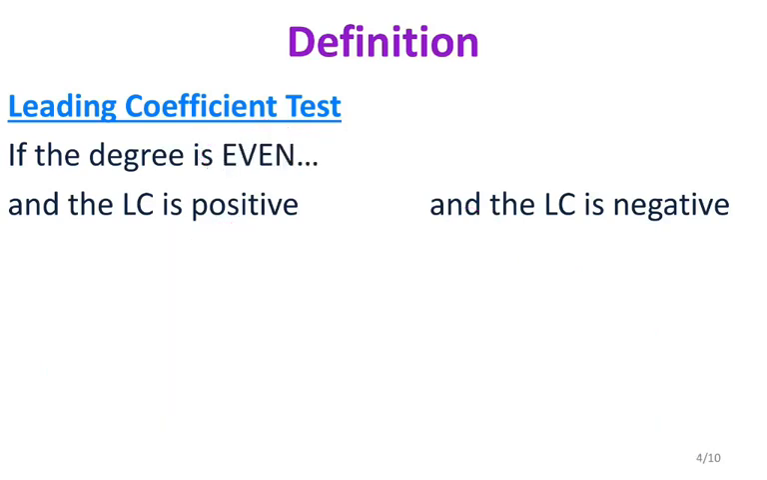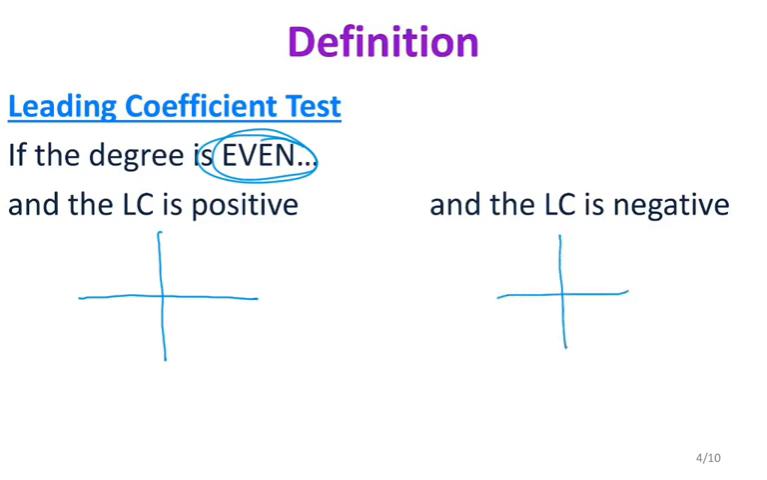Now we're going to do the same thing as if my degree were even. So we're going to see what that looks like. I'm going to draw my two graphs. So if my leading coefficient is positive, I'm going to go up to the right. I'm also going to go up to the left, and then in between could really be anything based on the actual polynomial. If my leading coefficient is negative, I'm going to go down to the right as well as down to the left, and again, the middle can be anything based on the polynomial.